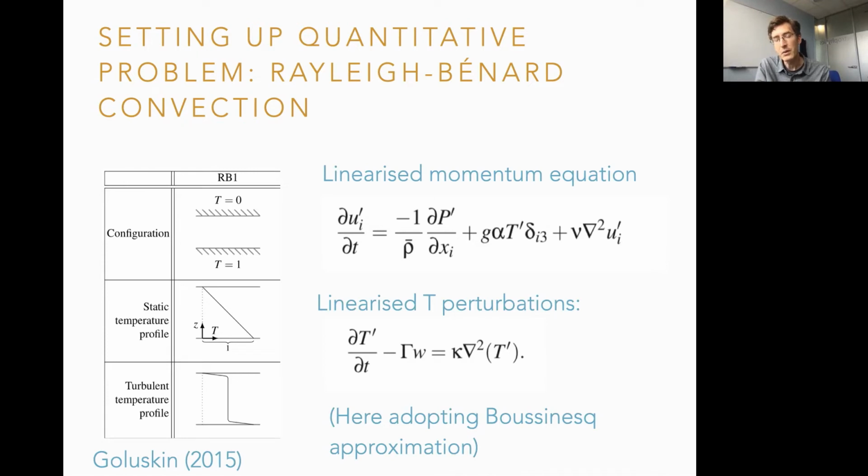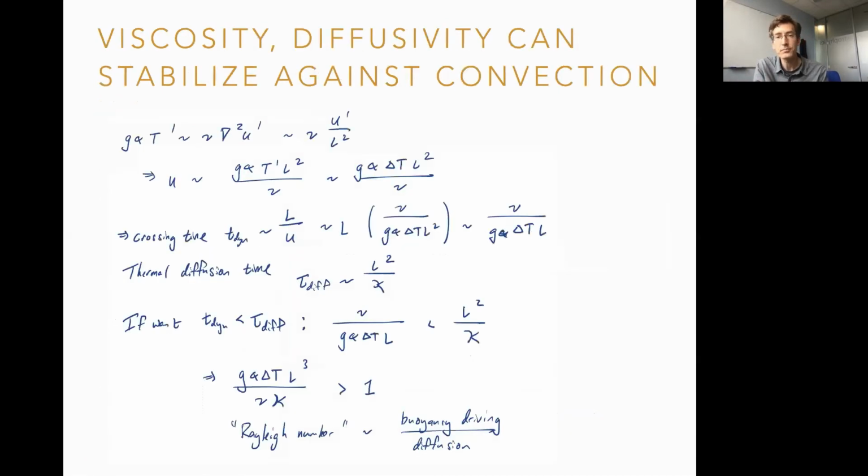right at onset, maybe right when I'm just starting to get motion, maybe that buoyancy term, the g alpha T prime, might just balance the viscous term. Let's ignore pressure perturbations for the moment. Those probably happen pretty fast. So let's assume that at the marginal state, the velocity is such that g alpha T prime is equal to nu del squared U. And just play around with it a little bit. So g alpha T prime is like nu del squared U.